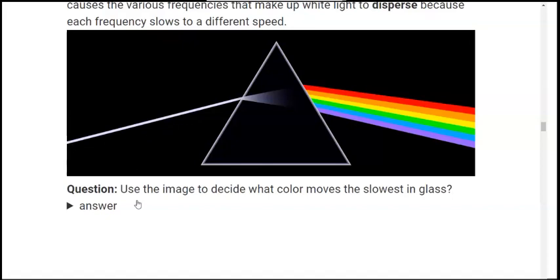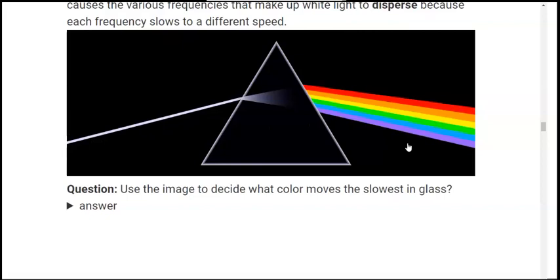Now look at the image and decide what color moves the slowest in the glass. You know well that here all the colors are the components of white light. So which color moves slowest in the glass? Those which move slowest will bend most. So which color bends most after passing through the prism? You see here, violet color bent most and red color bent least.